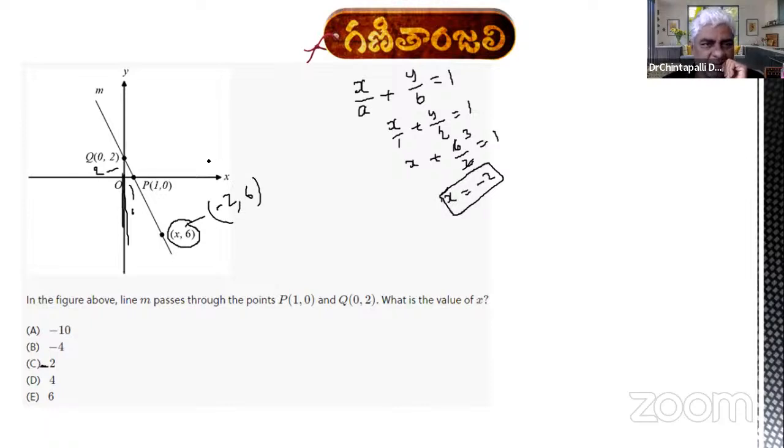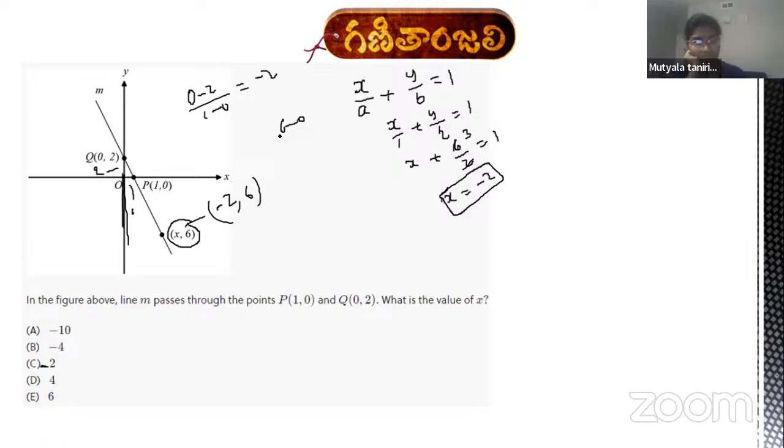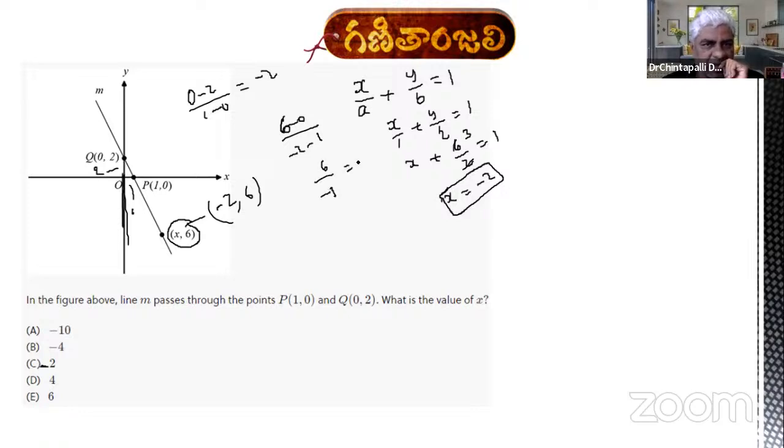We can verify it by finding its slopes. 0 minus 2 by 1 minus 0 is equal to negative 2. 6 minus 0 by x minus 1, x is negative 2, so 6 by negative 3. Yes, negative 2, correct only. No doubt.